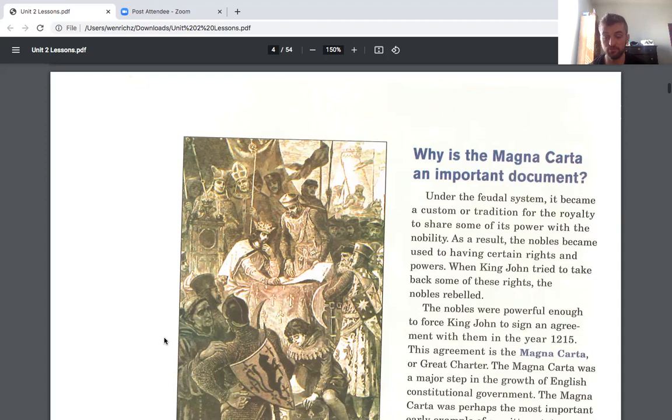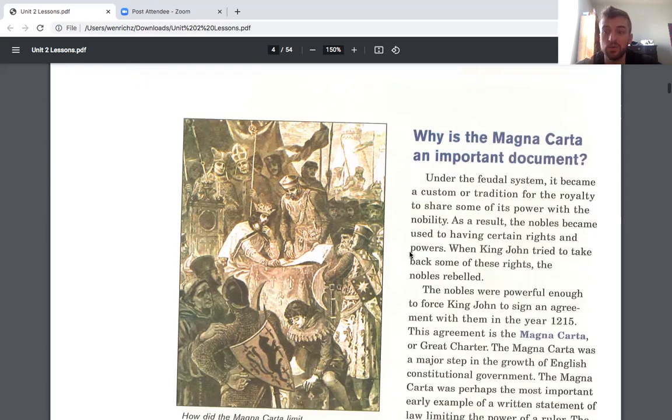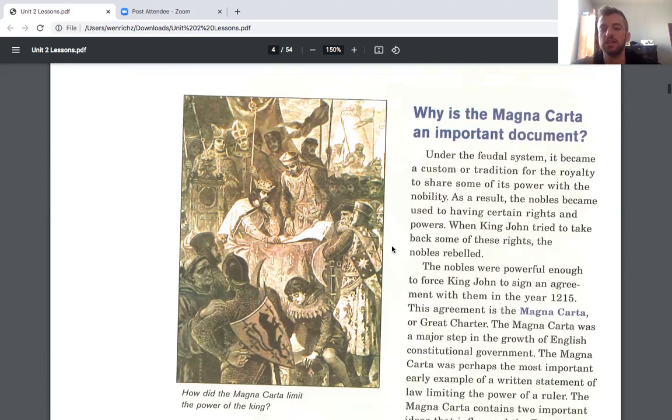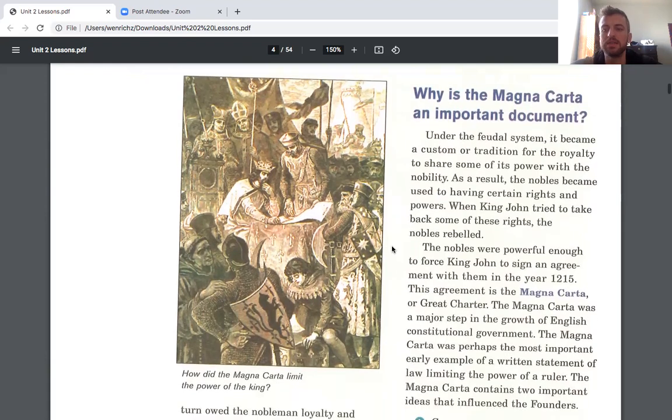Here we go. Under the feudal system, it became a custom or tradition for the royalty to share some of its power with the nobility. As a result, the nobles became used to having certain rights and powers. When King John tried to take back some of these rights, the nobles rebelled. The nobles were powerful enough to force King John to sign an agreement with them in the year 1215. This agreement is the Magna Carta, or Great Charter.